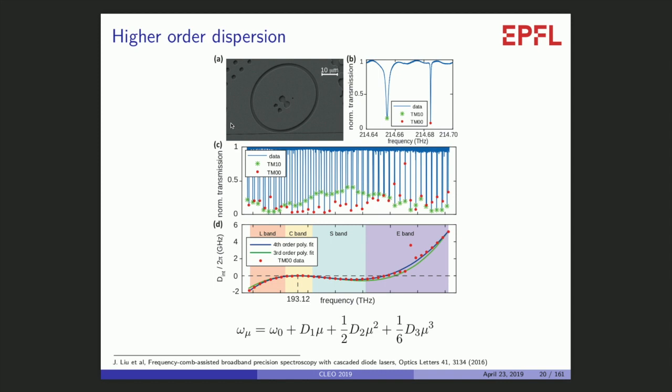Now, if you look at other more complicated structures, if you look at a larger bandwidth, this is an example of a silicon nitride microresonator. What you see here is that there's not just a quadratic contribution of dispersion, but you start to also see the cubic contribution. And I'll explain in a moment where these contributions come from. There's contributions from the material dispersion, but also from the waveguide contribution. And in this case, you can see that there's a region where D2 is positive, which is anomalous GVD, and then there's a region where D2 is negative, which is normal GVD.